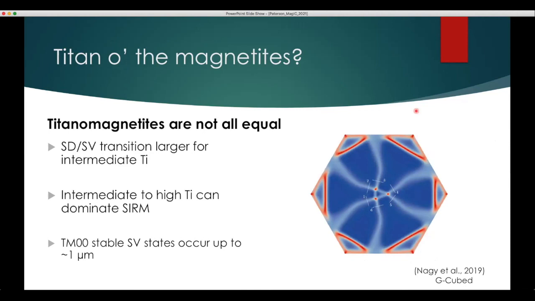But a flip side of this is that more work from Lesleis Nagy has actually shown that titanomagnetite or magnetite can have stable single vortex states occurring up to about 1 micron in size. And essentially this gives us hope, and we need to look at this again in more detail, that some of the intermediate titanomagnetites may actually be stable single vortex states to not just 1 micron, but perhaps several microns. And so some of the grains that we often dismiss as being unstable multi-domain carriers, provided they have the right composition, may actually give us stable paleomagnetic recorders.